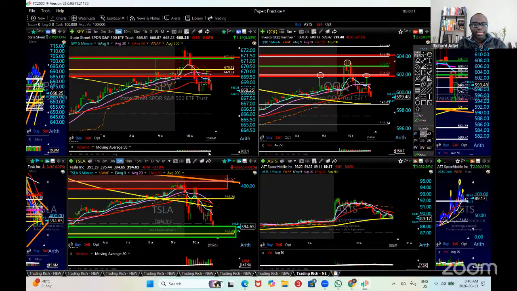So here we're seeing an acceleration to the downside for QQQ, and everything is going down here. Let's see if they can push this down further here.